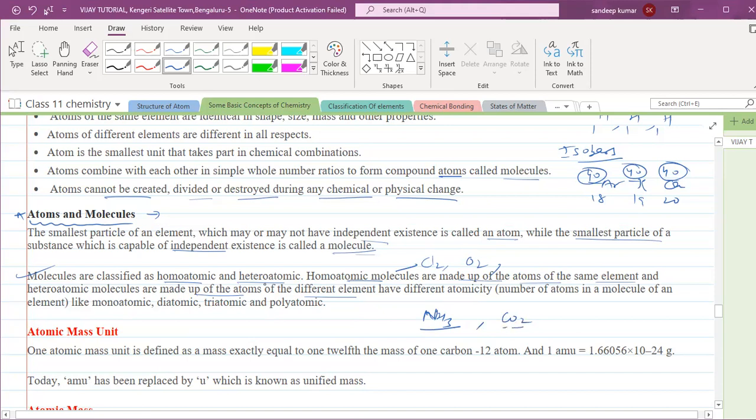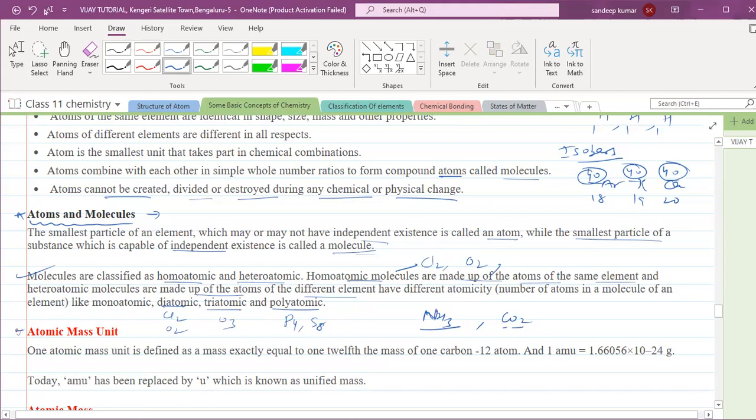Similarly, molecules are also classified based on the number of atoms. If the number of atoms is 2, it is called diatomic, for example Cl2, O2. If the number of atoms is 3, it is triatomic. If the number of atoms is more than 3, it is polyatomic, like P4. Okay, set.